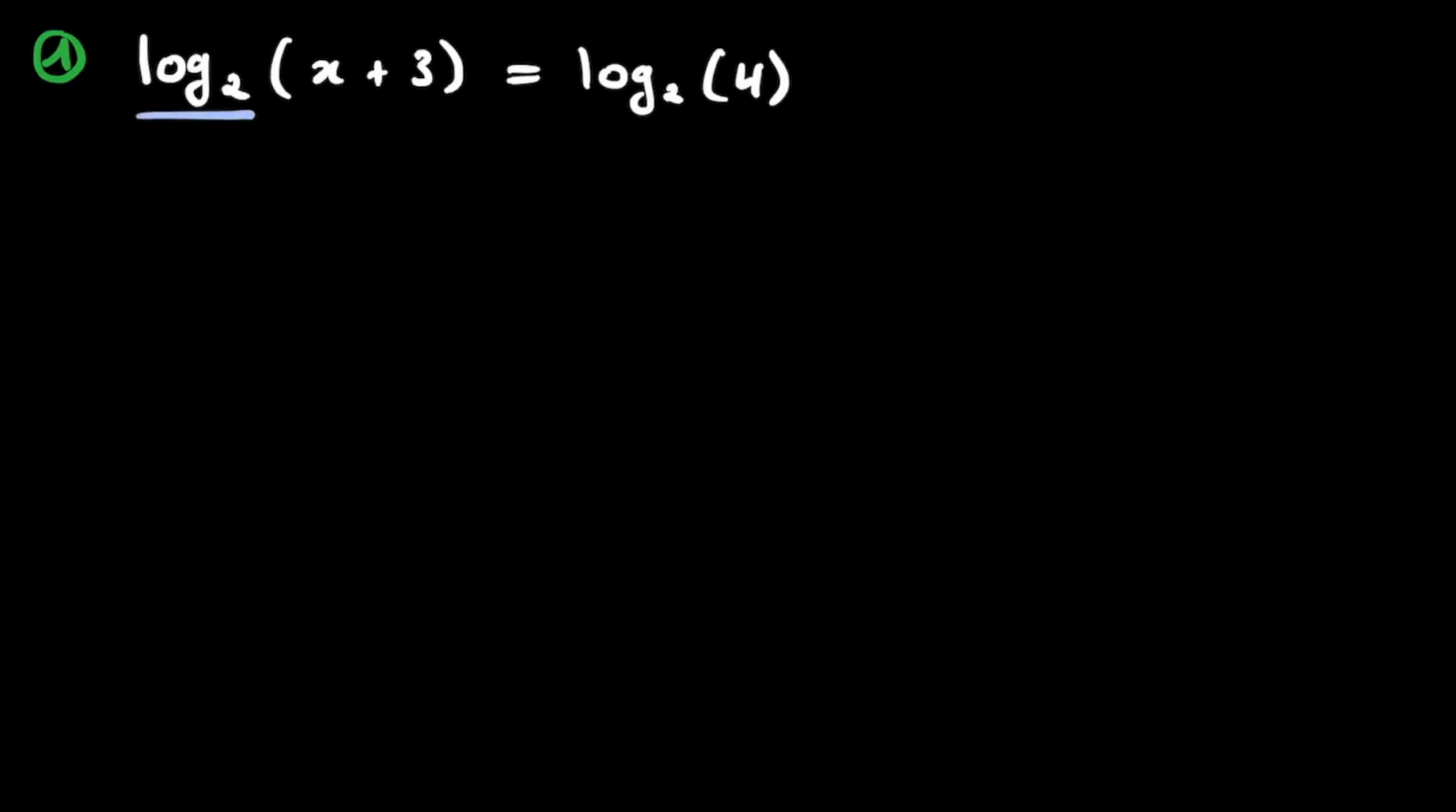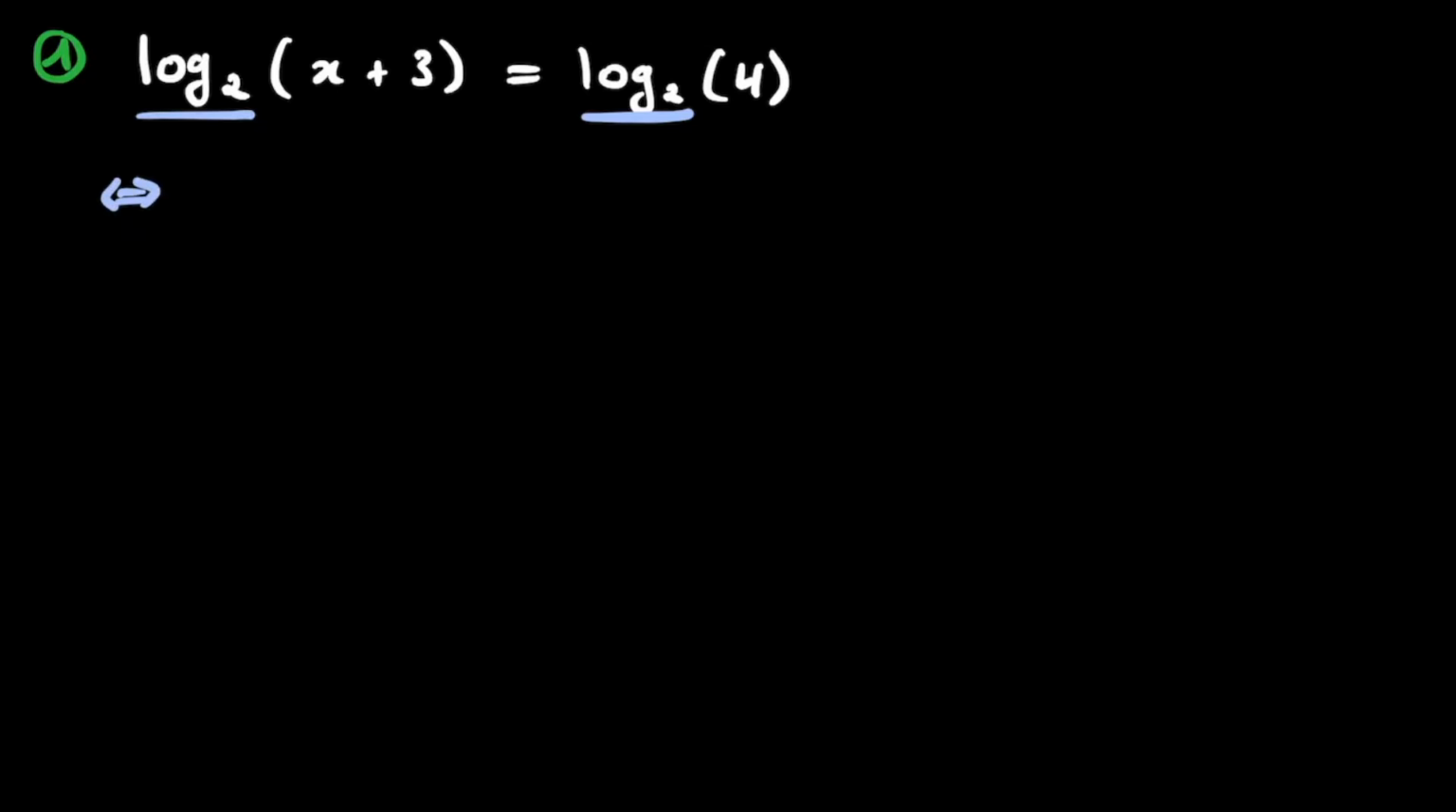And the first equation that we're going to tackle is the following one. We have the logarithm with base 2 of x plus 3, which has to be equal to the logarithm, again with base 2, of the number 4. And this is the easiest kind of logarithmic equation that you can come across, because the only terms in this equation are the left-hand side, which is a logarithm of base 2, and the right-hand side, which is also a logarithm of base 2. And because each term in this equation is a logarithm with the same base, we can simply take what is inside of the logarithm and drop the logarithms altogether.